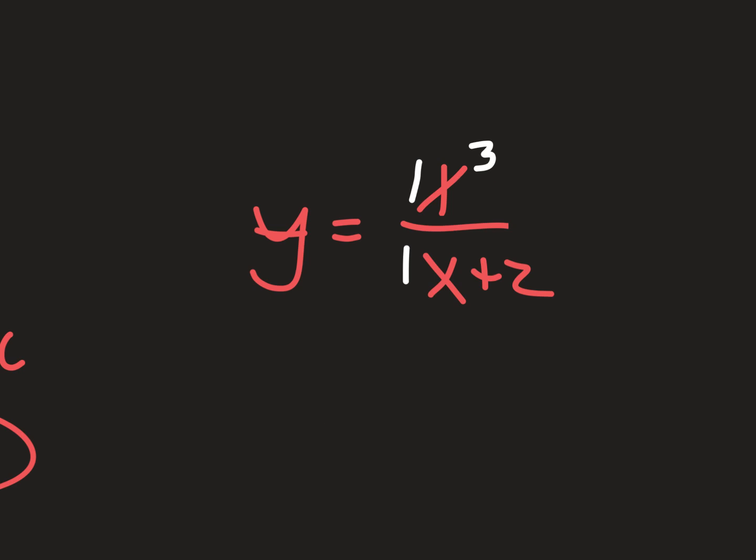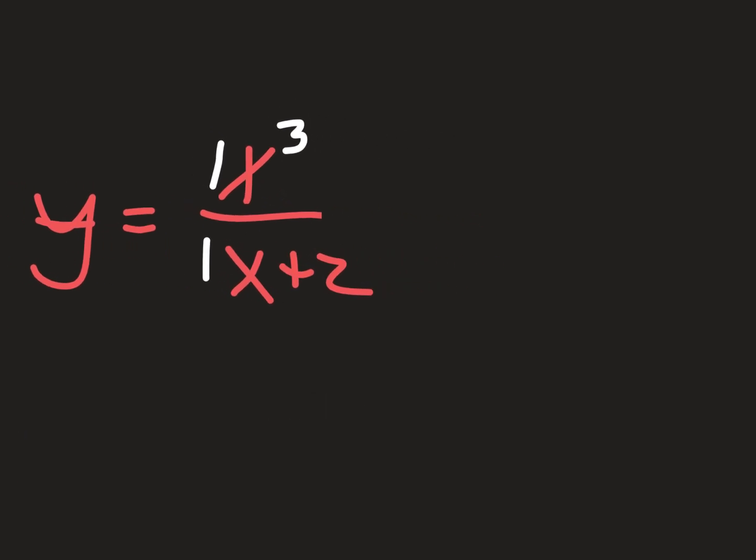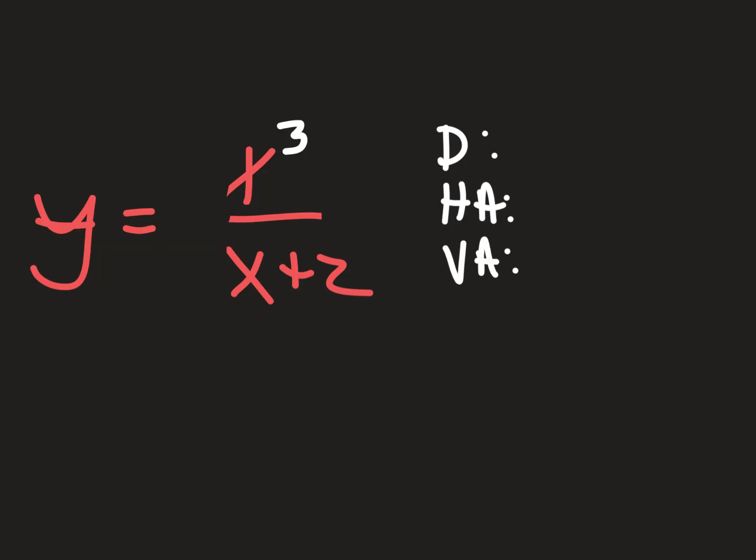Okay, good. Then you should be able to take this little equation I just wrote right here, and you should be able to tell me very simple things about it. The domain, the horizontal asymptote, the vertical asymptote, and the hole. If I asked you for the domain, the horizontal, the vertical, and the hole, those should be like easy peasy for you now.